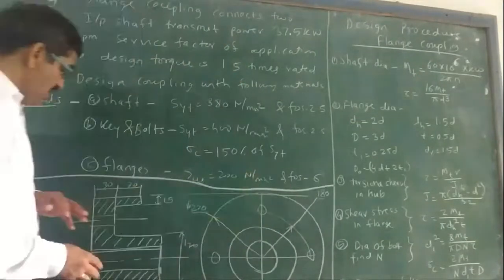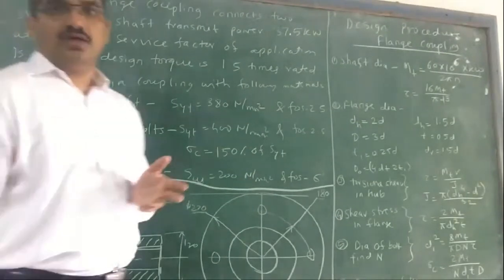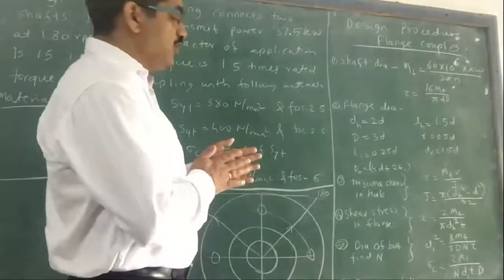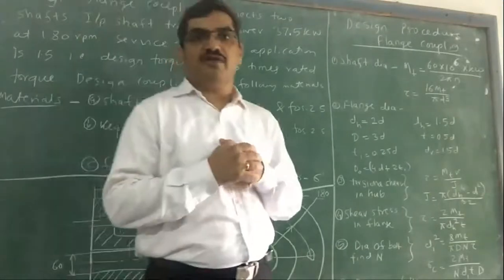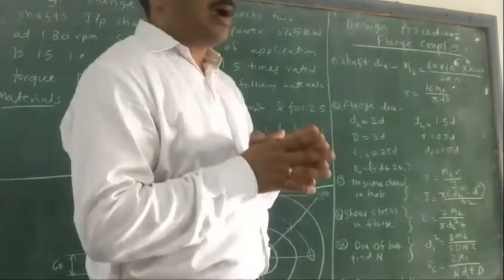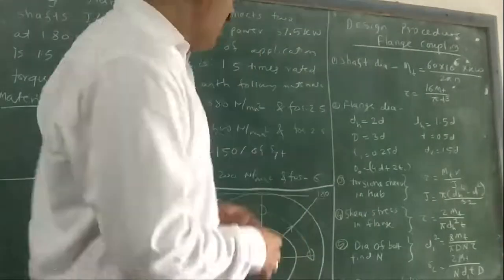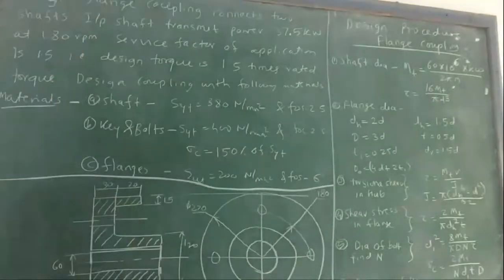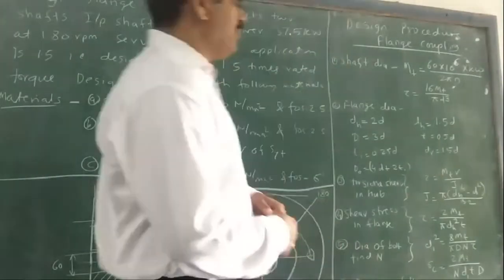Now we have the hub, flange, nuts and bolts, and keys. We'll make sure that those parts will not fail, or that the stresses in those parts, for the dimensions we have finalized, are within limits. So first we will find out the hub. As we have discussed, it will undergo torsional shear stress, so tau is equal to Mt r upon J.